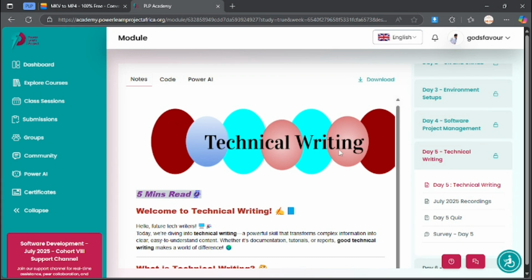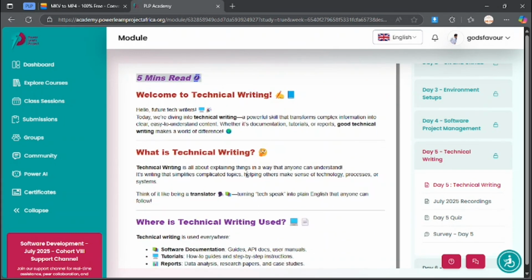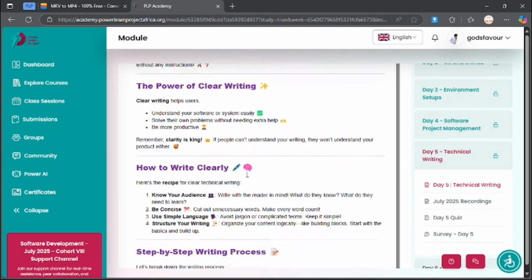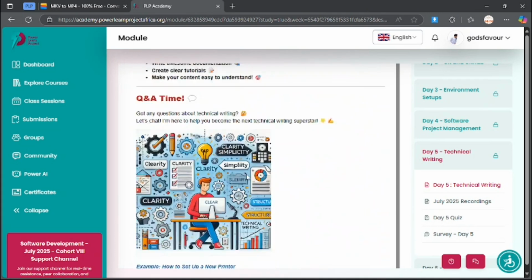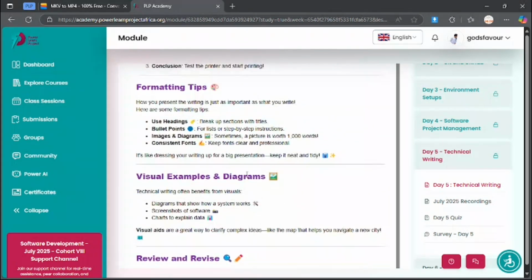I know we've studied technical writing. Technical writing is actually not something tough. They're just explaining how to create documentations.